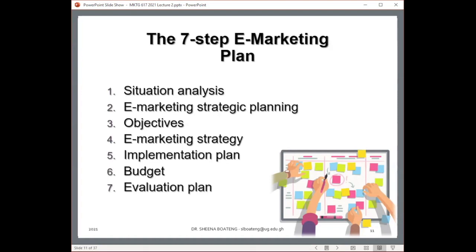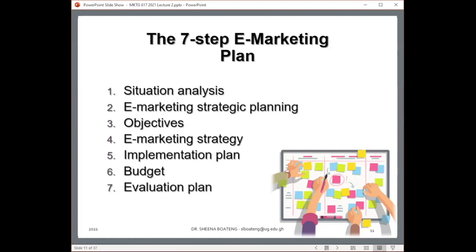Okay, moving on. Now that we have appreciated all that we discussed in relation to e-marketing planning and the nature of the e-marketing plan, let's delve into the 7 steps that will lead us to develop the final product of the e-marketing plan. Lawrence, if you can't access Sakai, I would need your name and your index number. So please provide that in the chat section.